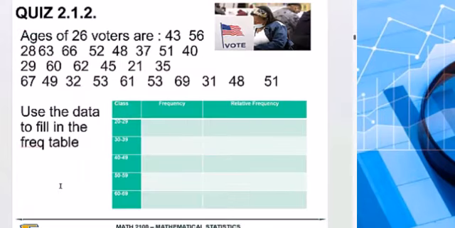So let us look at quiz 2.2 here. So here are the ages of 26 voters. We have 43, 56, 28, and so on, okay? And use the data to fill in the frequency table. So this is a table here. It's a little bit modified. We have a frequency and we have a relative frequency here.